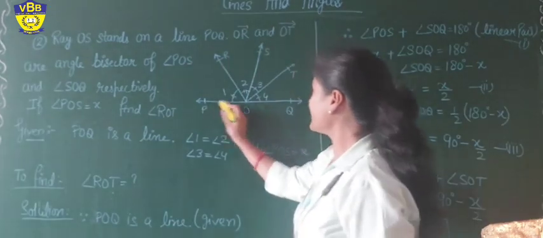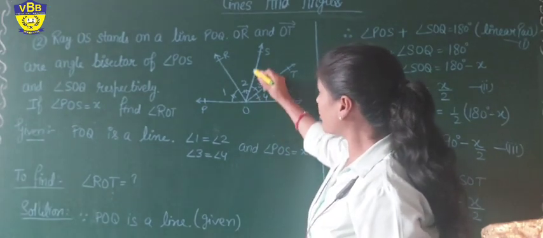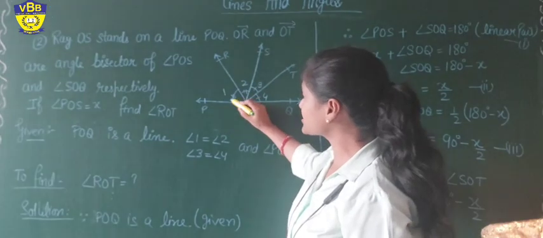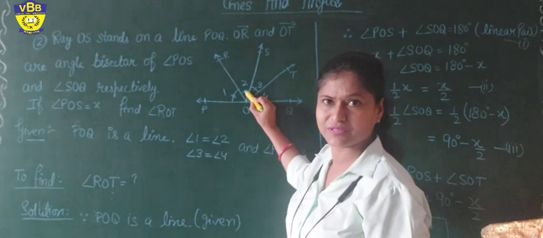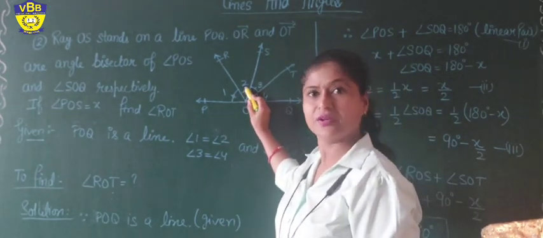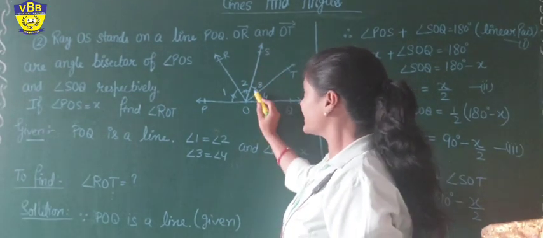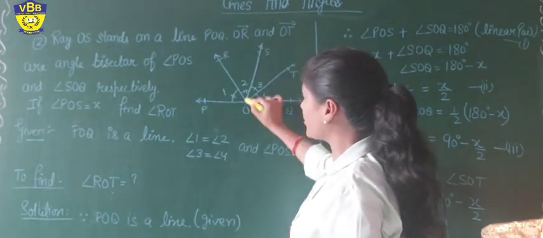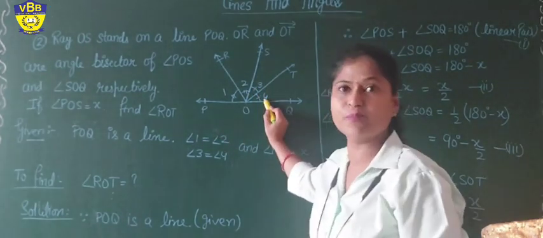Here POQ is a line, it is given. OS is a ray, and OR is a ray which divides the angle into two equal parts, which means this angle is equal to that angle. If I say this is 30 degrees, it also makes 30 degrees here. Now the next is angle SOQ. The ray OT divides SOQ into two equal halves, which means angle 3 and angle 4 are both equal.